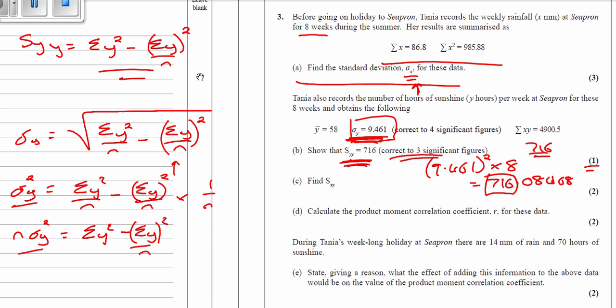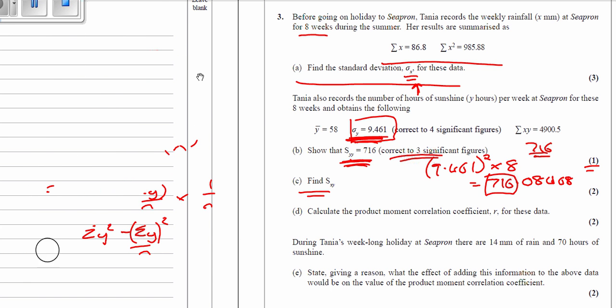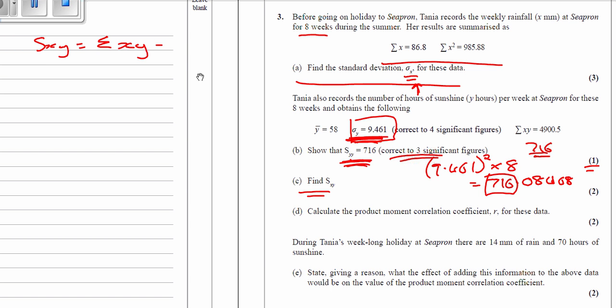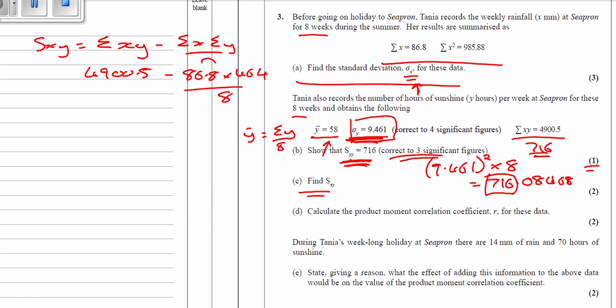Okay, so the next thing, we've got to find SXY. So, SXY is sum of xy minus the sum of x times the sum of y all over n. So we're told that the sum of xy is going to be 4,900.5 minus we do the sum of x, which is 86.8. The sum of y, which we don't know, but if we know that the average of y is 58 and there's 8 weeks, the way you work out the average of y is the sum of y divided by n, which in this case is 8. So if we times 58 by 8, we get 464. We're going to divide that all by 8, and that's going to give us SXY.